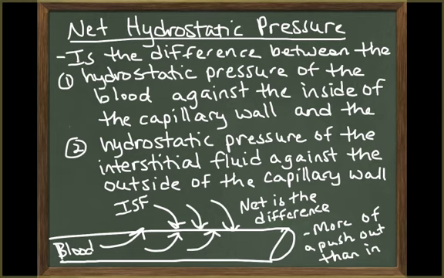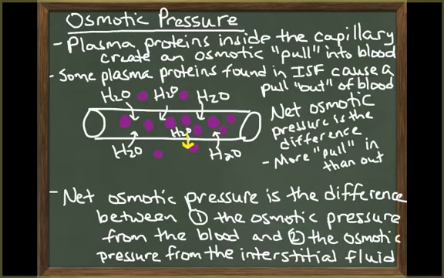There's more of a push to get water out of the capillary than there is a push to get fluid into the capillary. The net hydrostatic pressure is the difference between those two forces. The plasma proteins in the capillaries create the colloid osmotic pressure that pulls water into the blood vessel, but there is also interstitial fluid colloid pressure from a small amount of plasma proteins in the interstitial fluid. More of a pull comes from the plasma proteins inside the capillaries than from the proteins in the interstitial fluid.